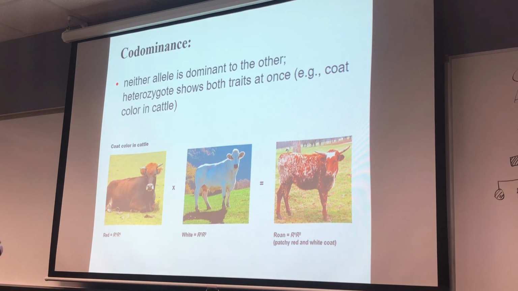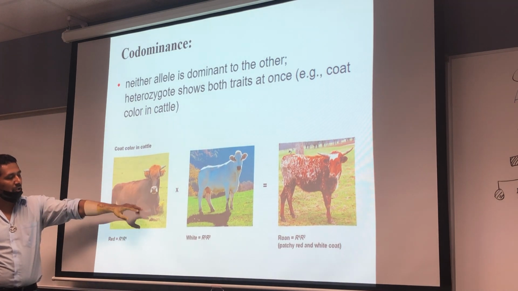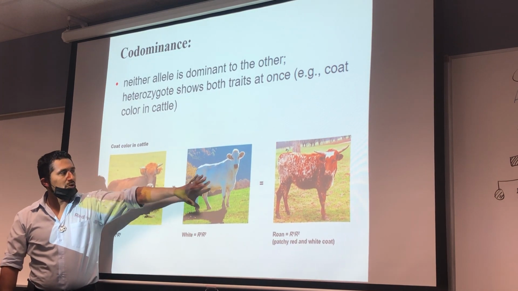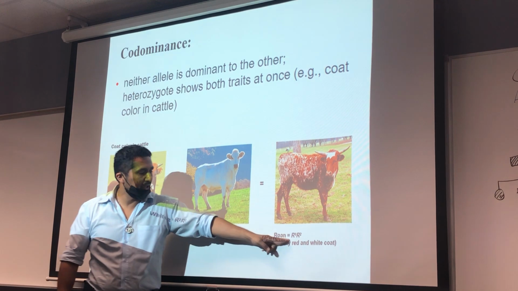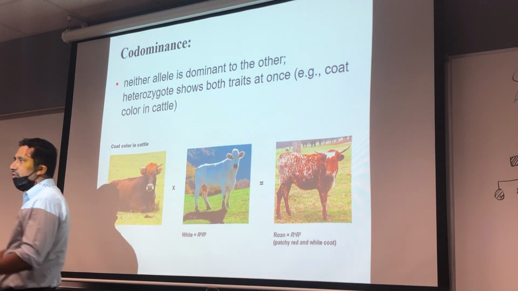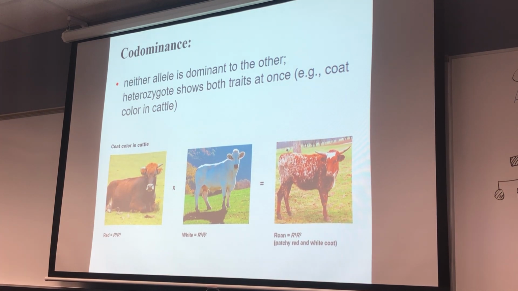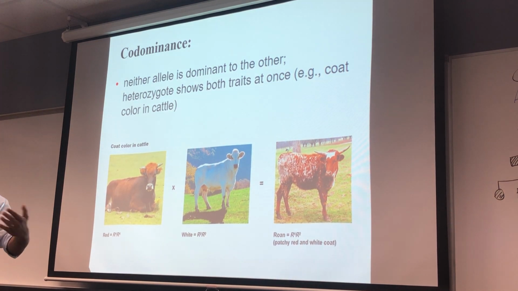In this case, the coat color in cattle. Here you have the R1R1, shown here in red, and here the R2R2, shown here in white. And then you have the heterozygous, and you can see that it's mixed, patchy, red and white. So codominance is both. Think about the blood types that we did in the lab, right? Codominance, A and B, AB group.